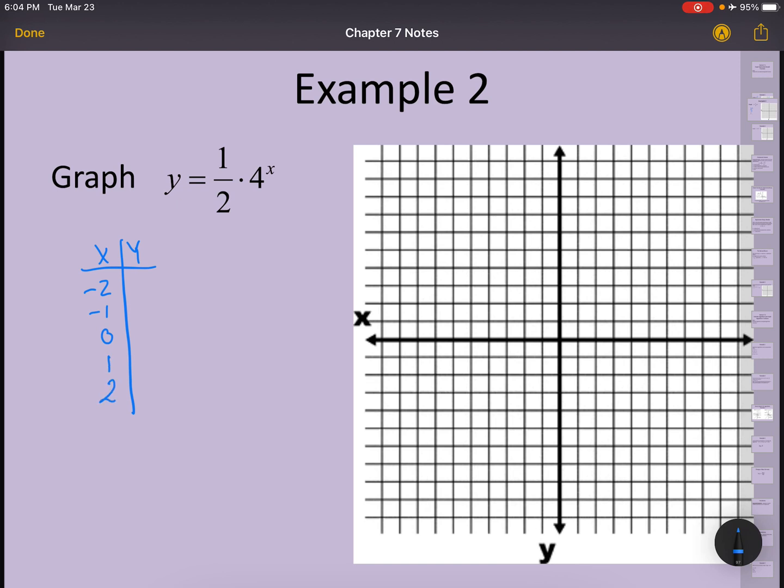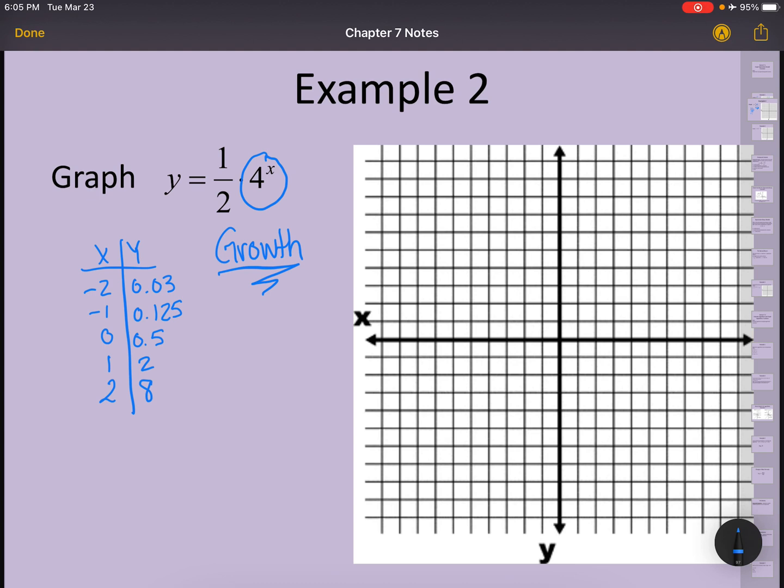So -2 from our table is 0.03 rounded. -1 was 0.125. At 0 it was 1/2. At 1 it was 2. And at 2 it was 8. And it keeps growing in the y direction. So again, this is growth. And why is it growth? Because our b, the number that has our exponent, is greater than 1, so it is growth.